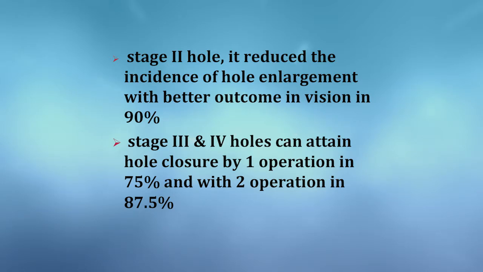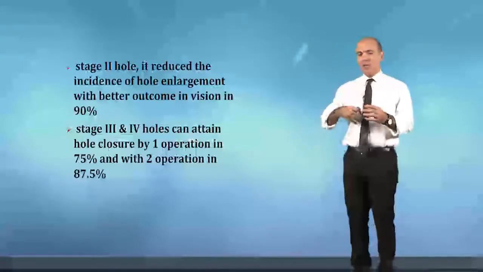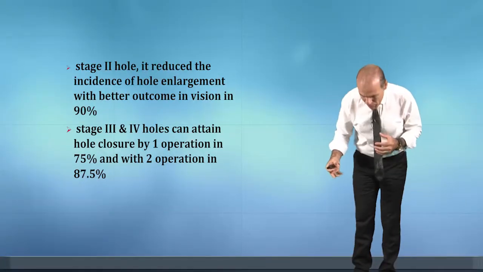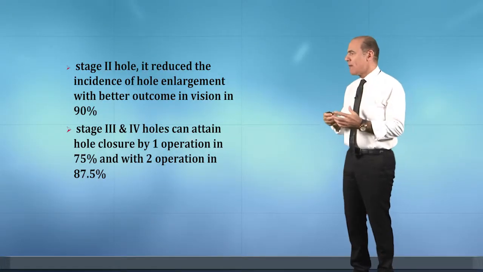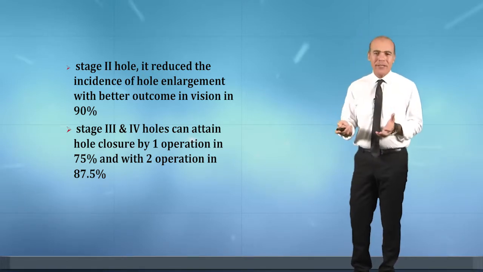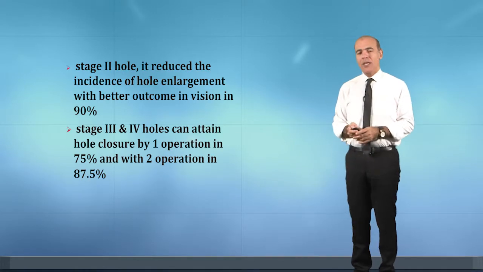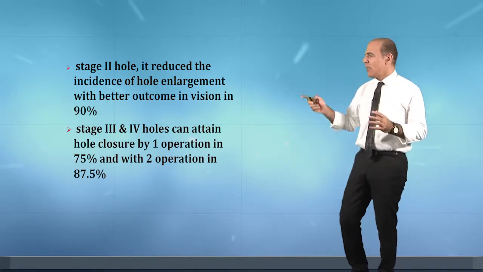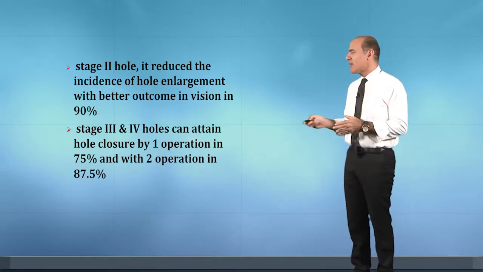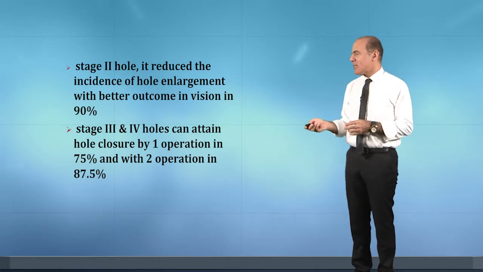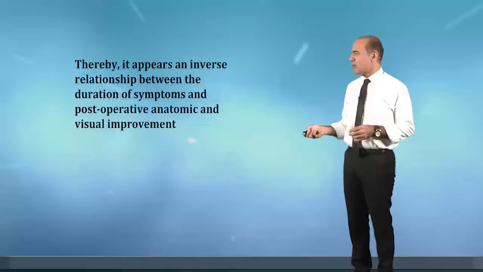What's 1 operation, 2 operations? That means it fails to close from the first trial. You have to repeat the surgery because of some reasons. Maybe incomplete closure, maybe the patient didn't attain the prone or face down position, or incomplete tamponade. So in 75% of the holes, stage 3 and 4, it closes from a single procedure, and with 2 operations in 87.5%.